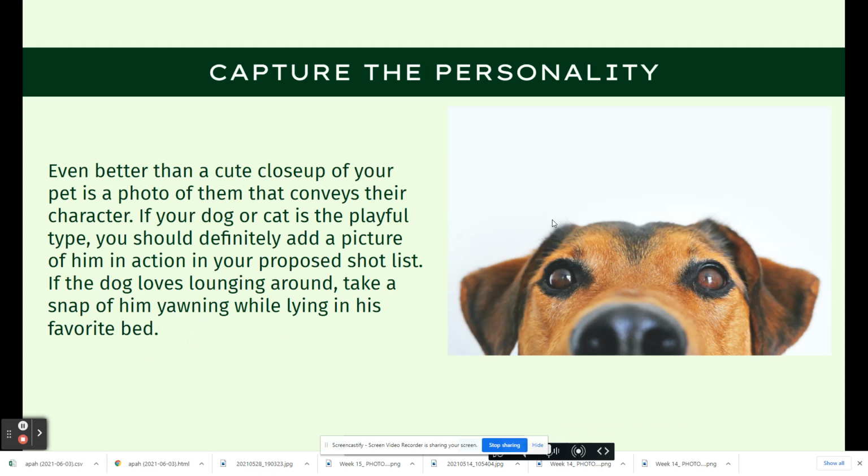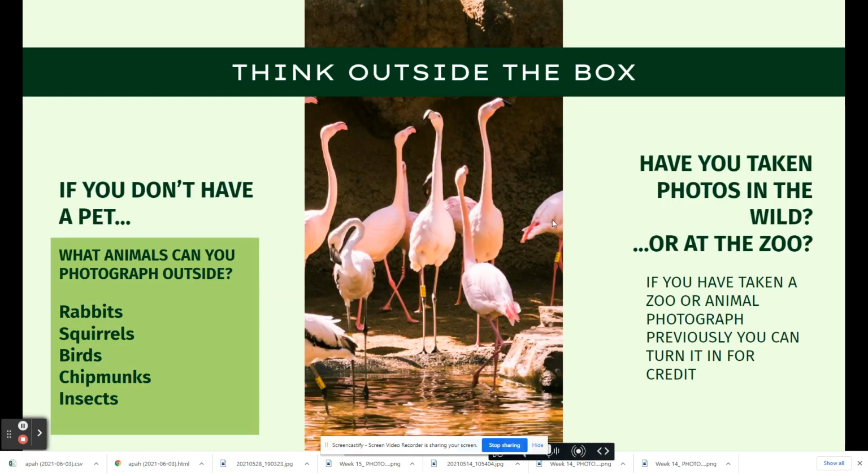And again, try to capture their personality. If you have a really lazy animal who sleeps all day, then if they're sleeping, that might be the best personality. That's them, right? If they're very jumpy and bouncy and high energy, maybe you capture them when they're doing those jumps or running around.